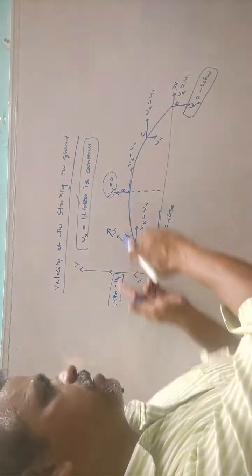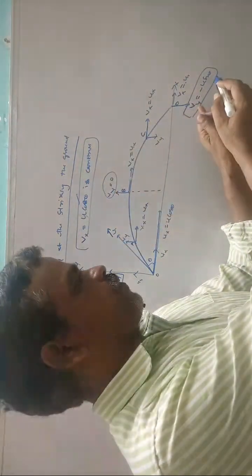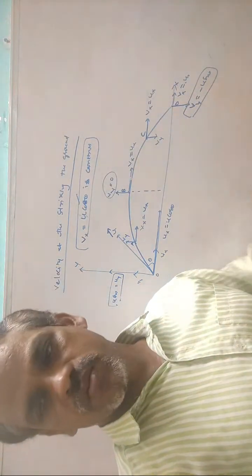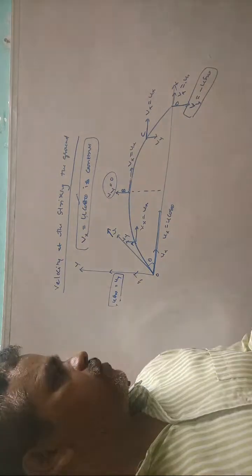Initially it is u sin theta. At maximum height the body's vertical component is 0. The vertical component of the body at striking the ground is equal to minus u sin theta. The direction is changing. This is simple, you just draw this figure.